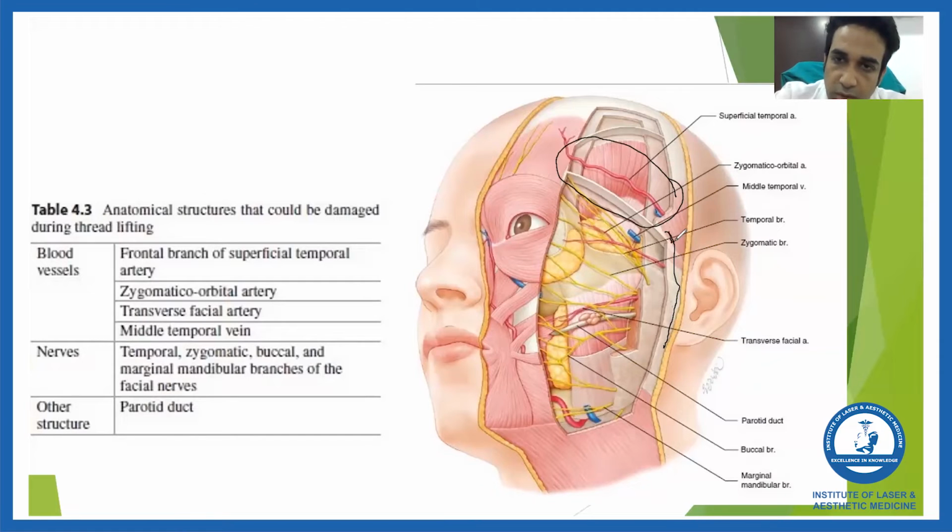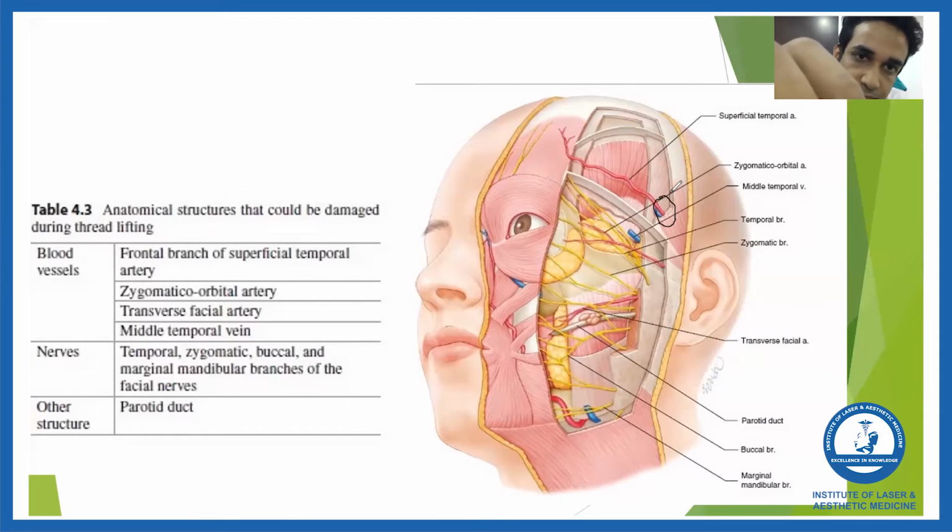I'm just trying to show you. It traverses anteriorly here, and a branch also goes back here, right? But I'm not telling you all the branches because when you do threads, you are somewhere in this area. You basically pierce through this area. Then you kind of put a thread here, right?